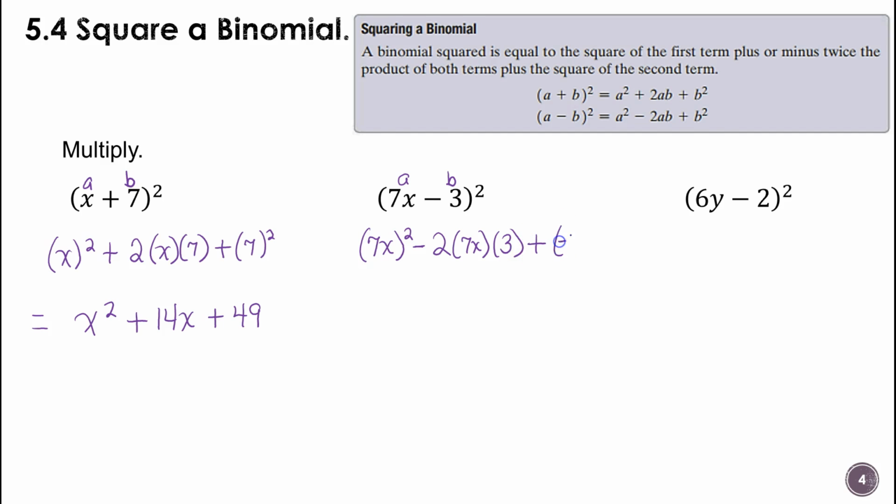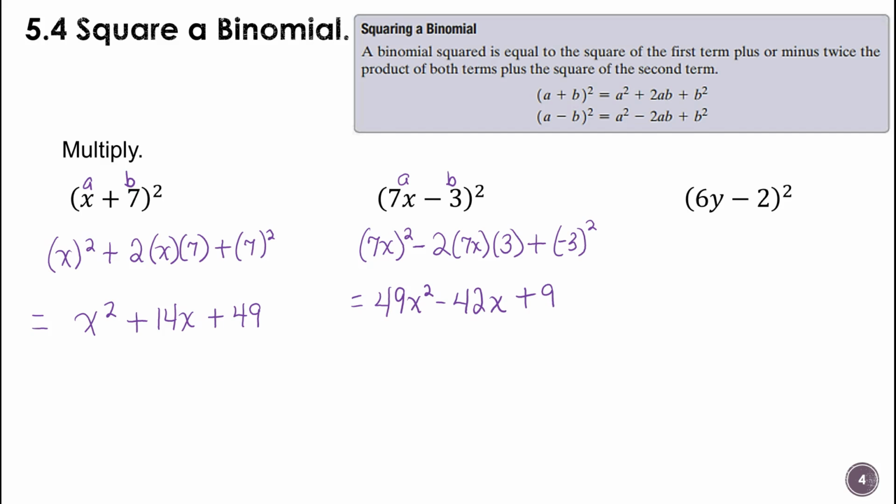Plus b squared, and whether I put the negative or the positive, it's still going to just be a positive number when we square them. Okay, so we have 49x squared minus 42x, and -3 times -3 is +9.